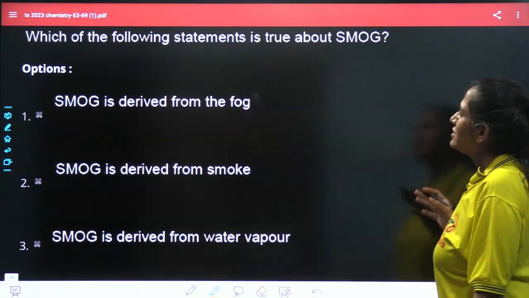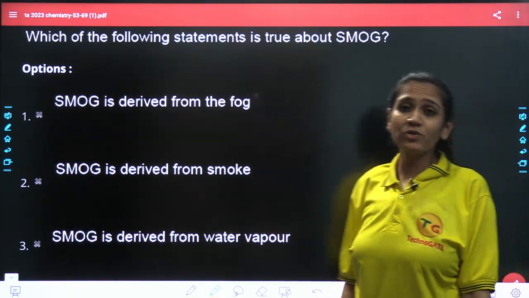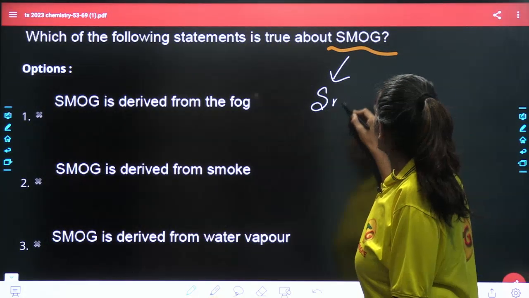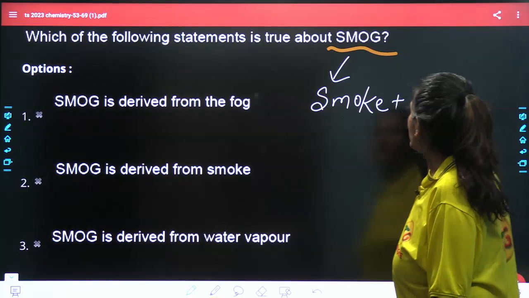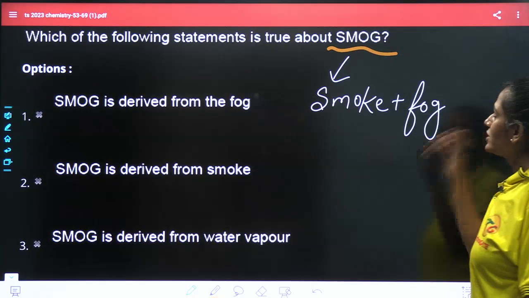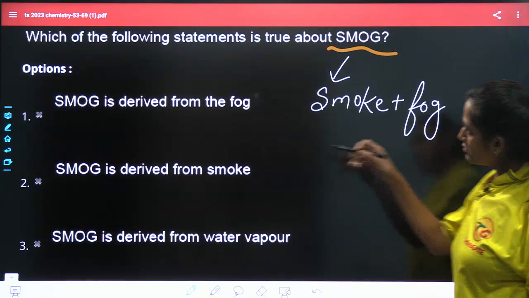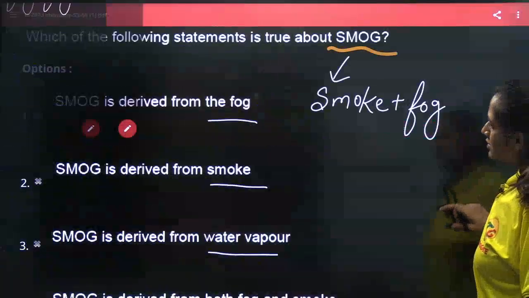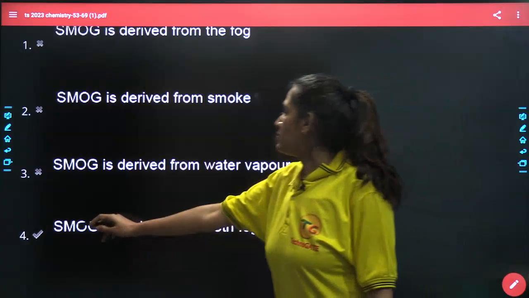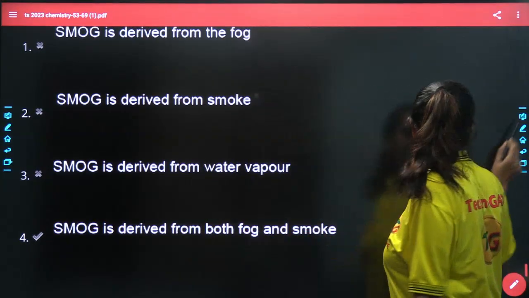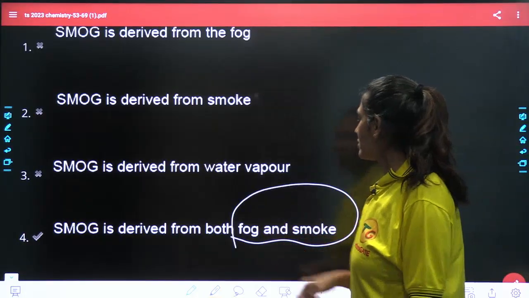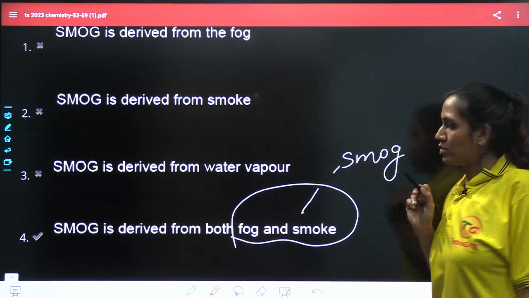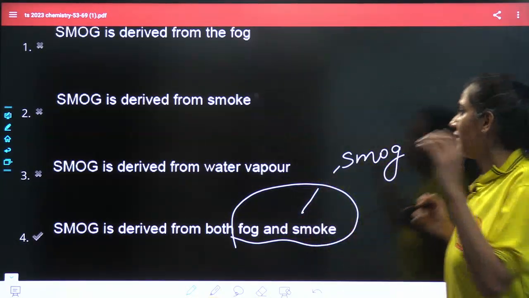Next question. I think you all must know this question from very small classes. What is smoke? It's a combination of what? Smoke and fog. Smoke from industries and fog from the atmosphere. So it is a combination of smoke plus fog. From the fog, from smoke, from water vapor? No. Let's see. Yes, our fourth option. Smog is nothing but the combination of fog and smoke. Clear? Very easy question. Okay, let's move on to the next question.